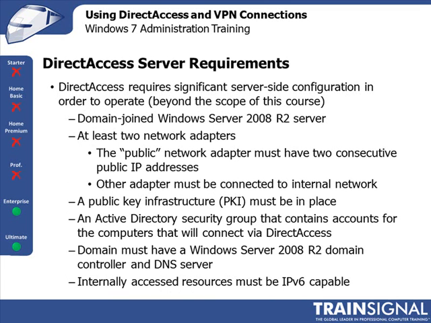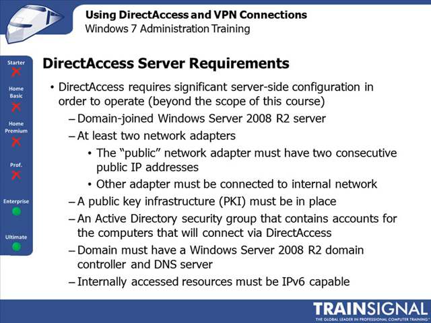Direct Access makes it very nice for the user, but it does require some significant server-side infrastructure in order to operate. Establishing the server-side configuration is beyond the scope of this course, but I want to go over what the server requirements are so that you gain an understanding of what it takes to get a Direct Access server implementation up and running. First of all, the Direct Access server has to be a domain-joined Windows Server 2008 R2 server with at least 2 network adapters.